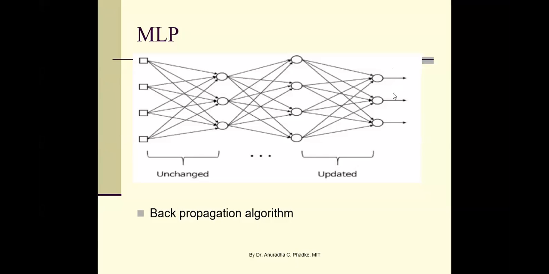We compare this output with the target value given, and from that we determine the error, the squared error term. During the backward phase, we take the gradient of this error, and we use that gradient to decide the change in weight. We propagate that gradient of error backwards from the output layer to the hidden layer, then from the hidden layer to the next hidden layer, till we reach the input layer.